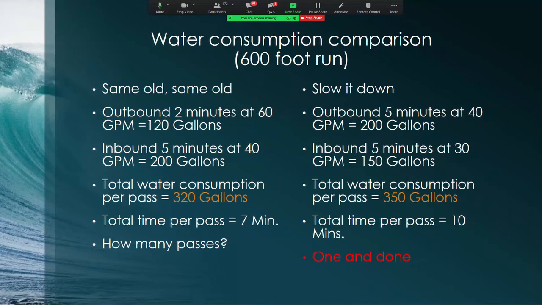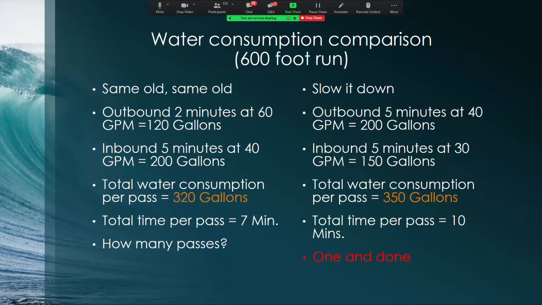So I go back and I look at my comparisons. Left-hand side, I saw it took me 320 gallons in 7 minutes to do 1 pass. On the other side, because I slowed it down, I've taken 5 minutes to go upstream, but because I'm using a higher efficiency nozzle, and I'm burning 40 gallons a minute, I'm only going to use up 200 gallons on the outward length. Now, when I come back, I'm going to travel back at the same speed, but because I drop my pressure, my flow drops down to around 30 gallons.